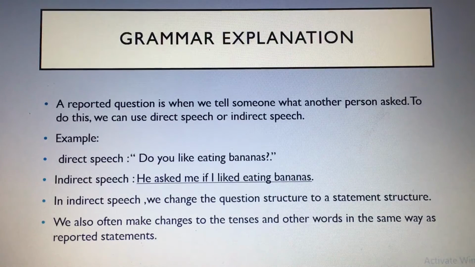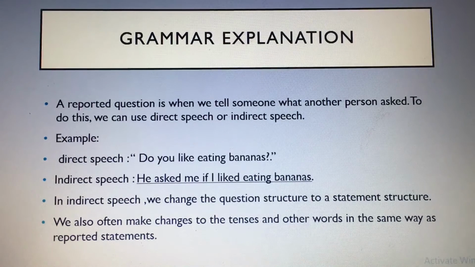What do we mean by reported question? A reported question is when we tell someone what another person asked. Now, what do we mean by reported question? It means that when we report what the other person asked, we relay the question that the other person asked. To do this we can use direct speech or indirect speech.